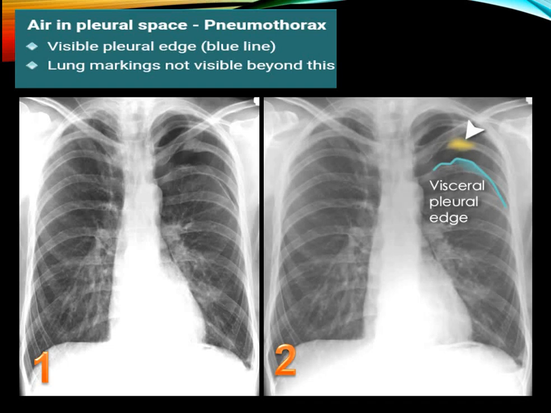Another examples of pleural pathologies and how it looks in the chest X-ray. This is chest X-ray number 1. What's abnormal with this chest X-ray?